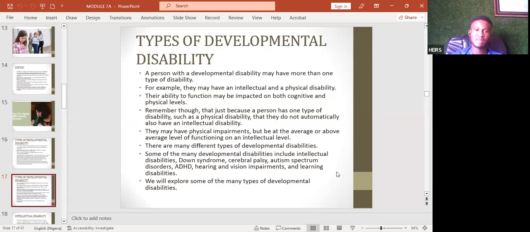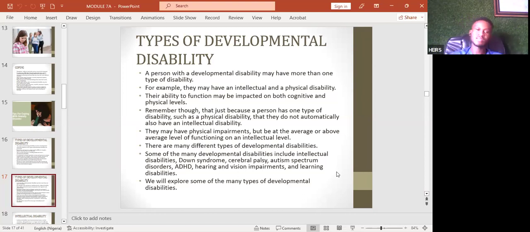So some of the many developmental disabilities include intellectual disability, Down syndrome, cerebral palsy, autism spectrum disorders, ADHD, hearing and vision impairment, and learning disabilities. The ADHD may be anti-direct hormone disorder. So we will explore some of these many types of developmental disabilities.